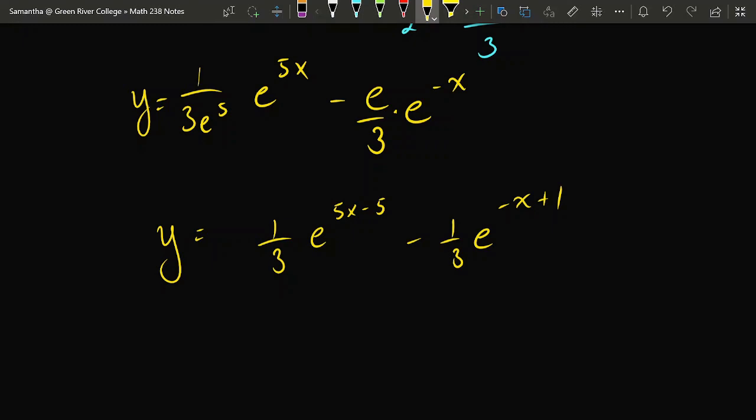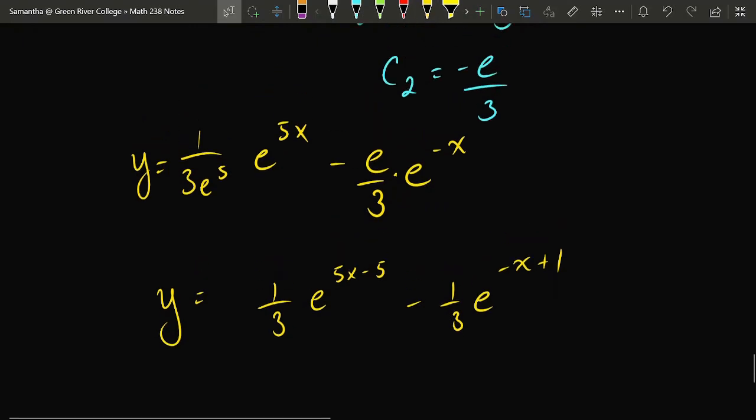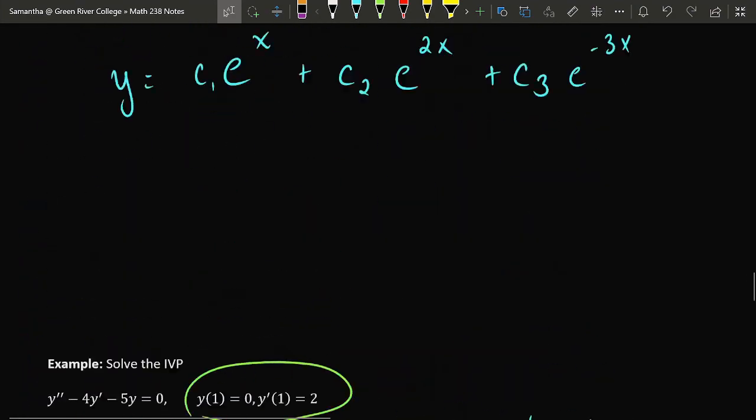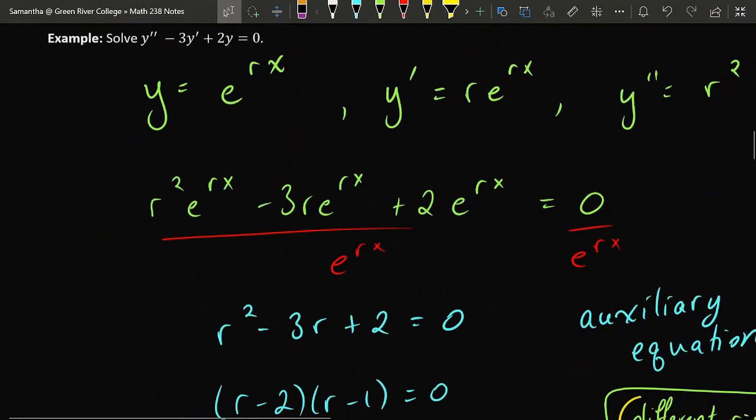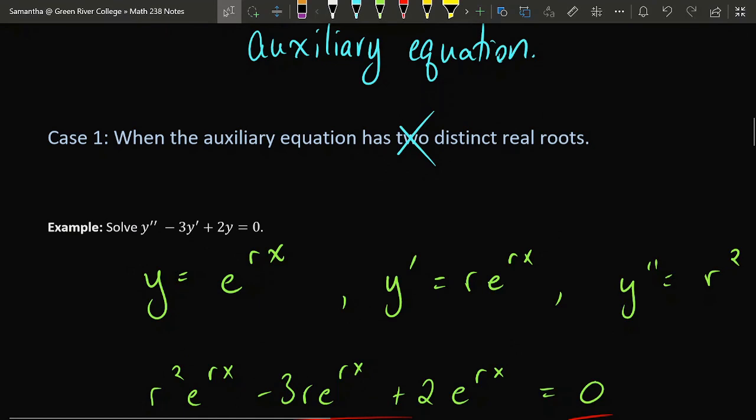Okay, that concludes today's material. We introduced a new type of homogeneous ODE, specifically the homogeneous ODE with constant coefficients. We introduced a technique for finding solutions to a homogeneous ODE with constant coefficients, which was to guess a solution of the form y equals e to the rx. Today we focused on the case when the auxiliary equation had distinct real roots, so that we could build out a complete set of linearly independent solutions so that we could get our general solution.